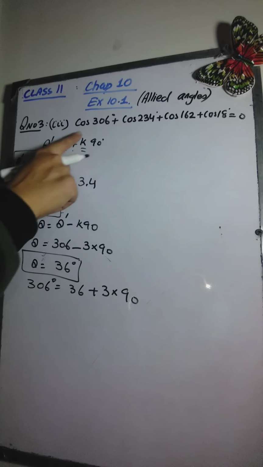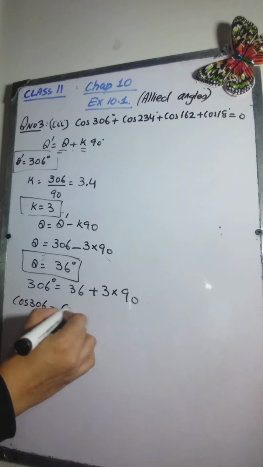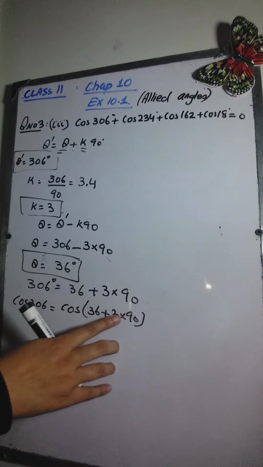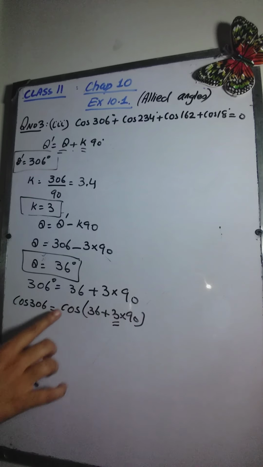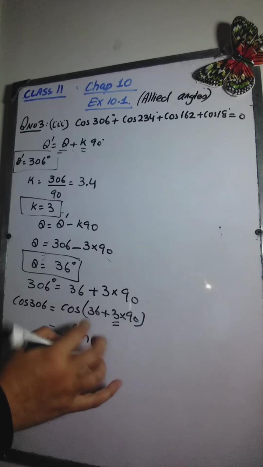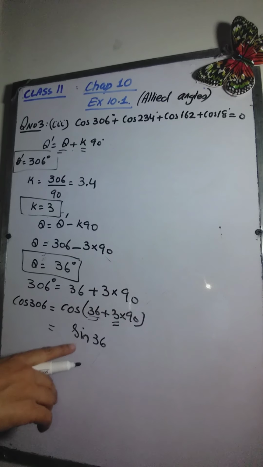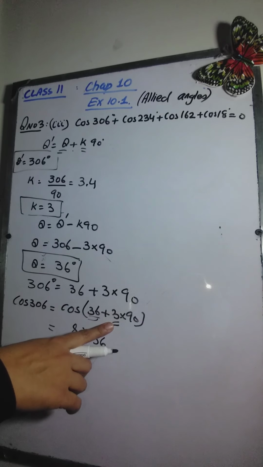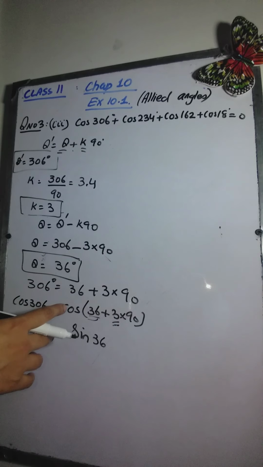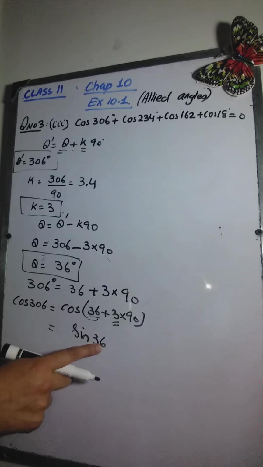After expressing this, to find cos of 306 degrees, we have to find cos of 36 plus 3 times 90. Now as this is an odd multiple of 90 degrees, the cos will change to its co-ratio, sine. This will be equal to sine of the acute angle which is involved here, 36. As we discussed in the previous lecture, if you have an odd multiple of 90 over here, the trigonometric ratios go to their co-ratios. So you can write cos of 36 as sine of 36.